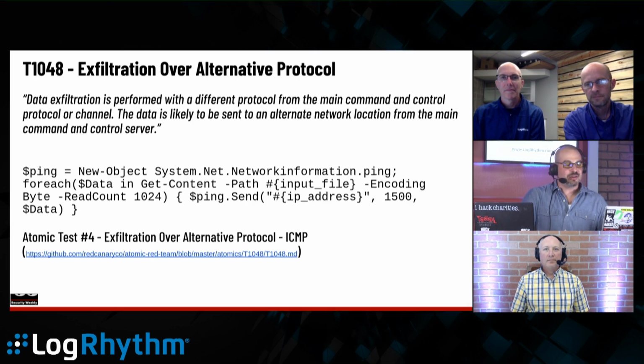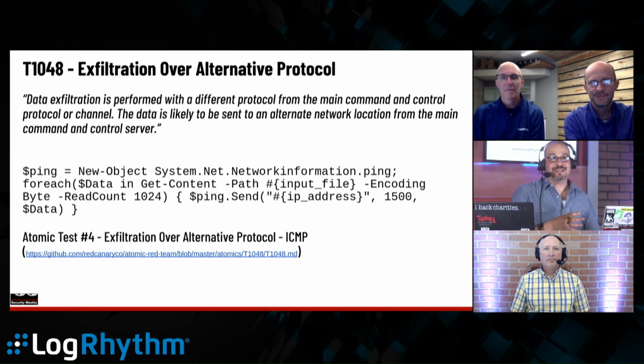It's likely being sent to an alternate network location from the main command and control server. What I thought was interesting is atomic test number 4 is exfiltration over an alternate protocol such as ICMP. And you can see this little snippet of PowerShell code here that again comes from Atomic Red Team to basically emulate that attack. How do I send data inside of an ICMP payload to a server that's expecting it to then exfiltrate my data, maybe even encrypting that data, right?